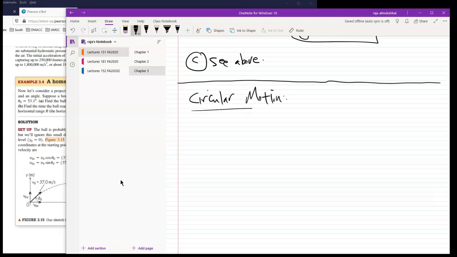Circular motion. Circular motion is a very big subject, and we're going to deal with it probably in 2 or 3 chapters that are just on circular motion. So it's a very big subject. We'll talk about that in detail later on during the semester. But the only thing we're talking about here is if you have an object that is moving in a circle, okay?